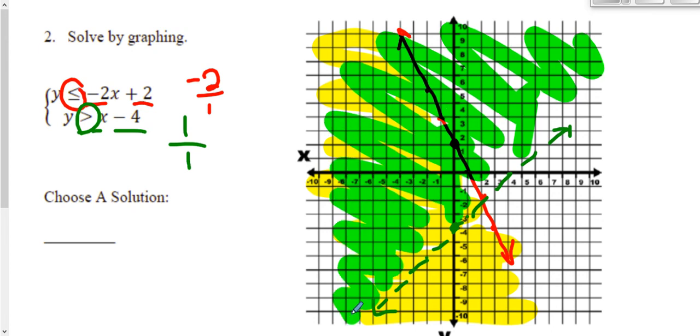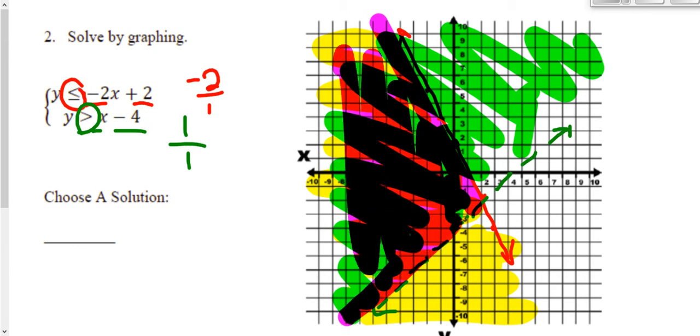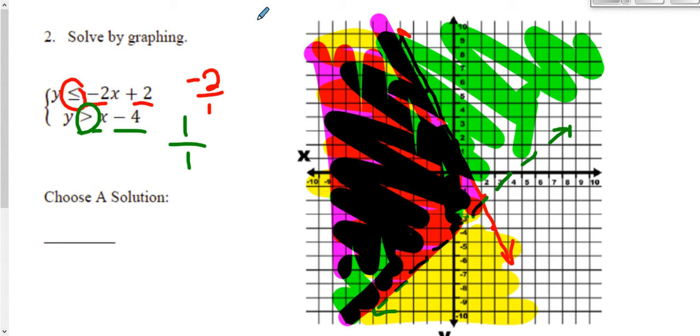Now what we notice is that we do have an overlapping shaded portion, and I'm going to shade this a third time just to draw attention to it. Everything here has been shaded by both graphs in this area. So when it says choose a solution, I have an infinite number of solutions to choose from. Any ordered pair in this overlapping shaded portion is considered a solution. So I can pick any number. It doesn't really matter as long as it's in this overlapping shaded portion.